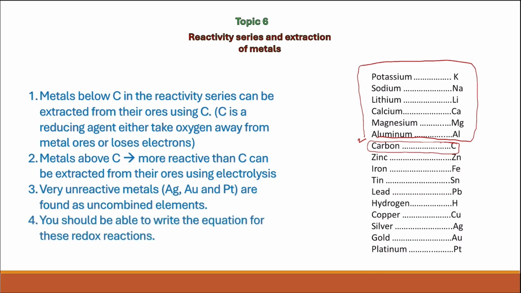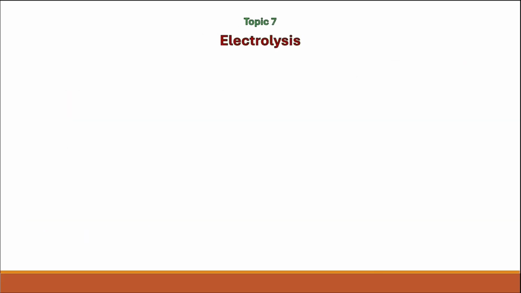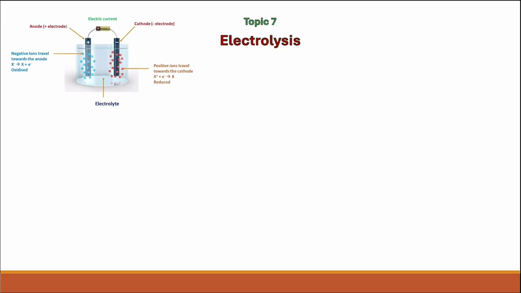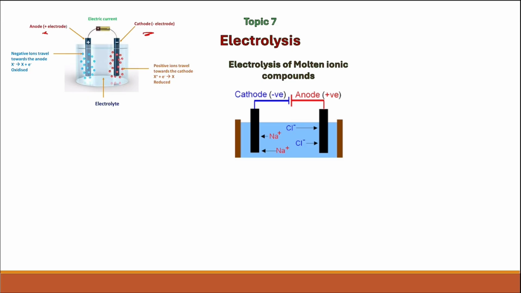So electrolysis, we should know about electrolysis. And electrolysis here is very common in paper one. So electrolysis is splitting by electricity. You have two electrodes, a cathode and an anode, or you have a positive electrode and a negative electrode. And then you have an electrolyte. So they tend to ask you about the electrolysis of either a molten ionic compound or an aqueous solution of an ionic compound. What are the products?